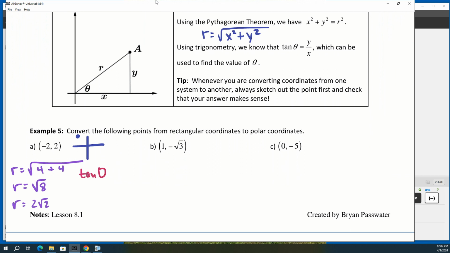All right, and then to figure out theta, the tangent of theta is equal to the y over the x, or in this case, it's -1. Now I know whenever the tangent is 1 or -1, it's going to be one of the pi/4 angles because those are the ones that have the slope of 1 or the slope of -1. So what I'm looking for is the pi/4 angle that is in quadrant 2. And the pi/4 angle in quadrant 2 is 3 pi/4.